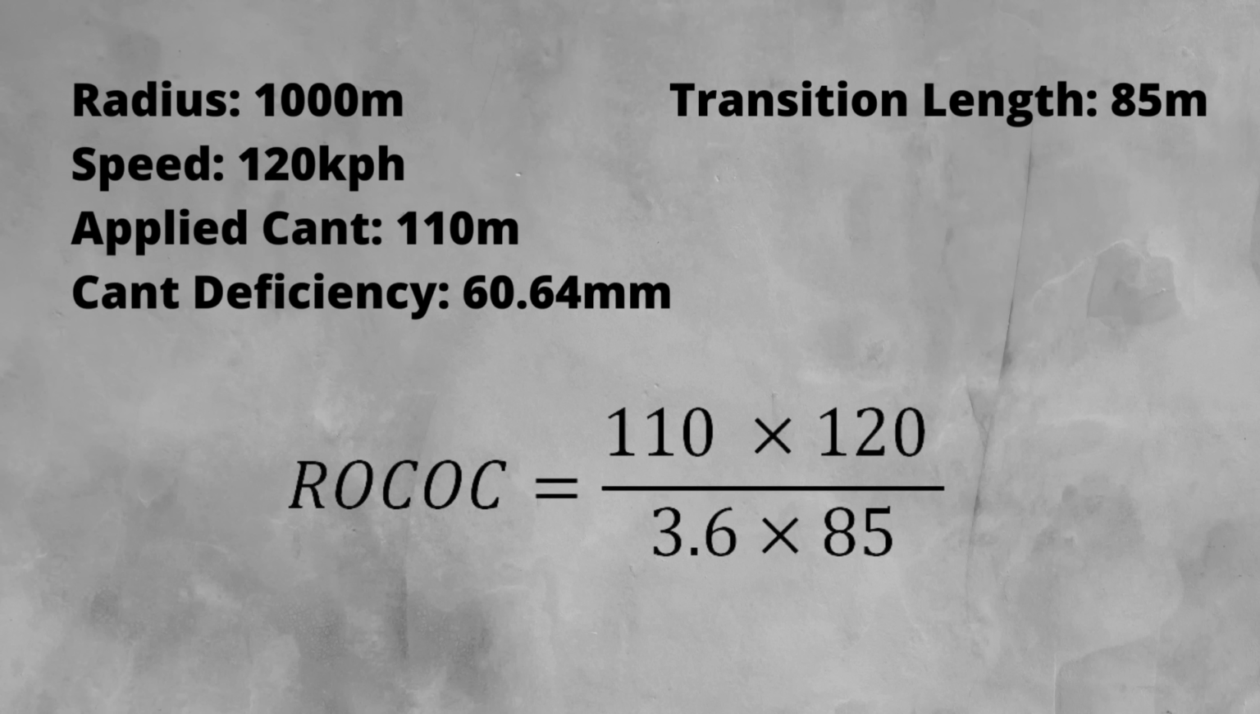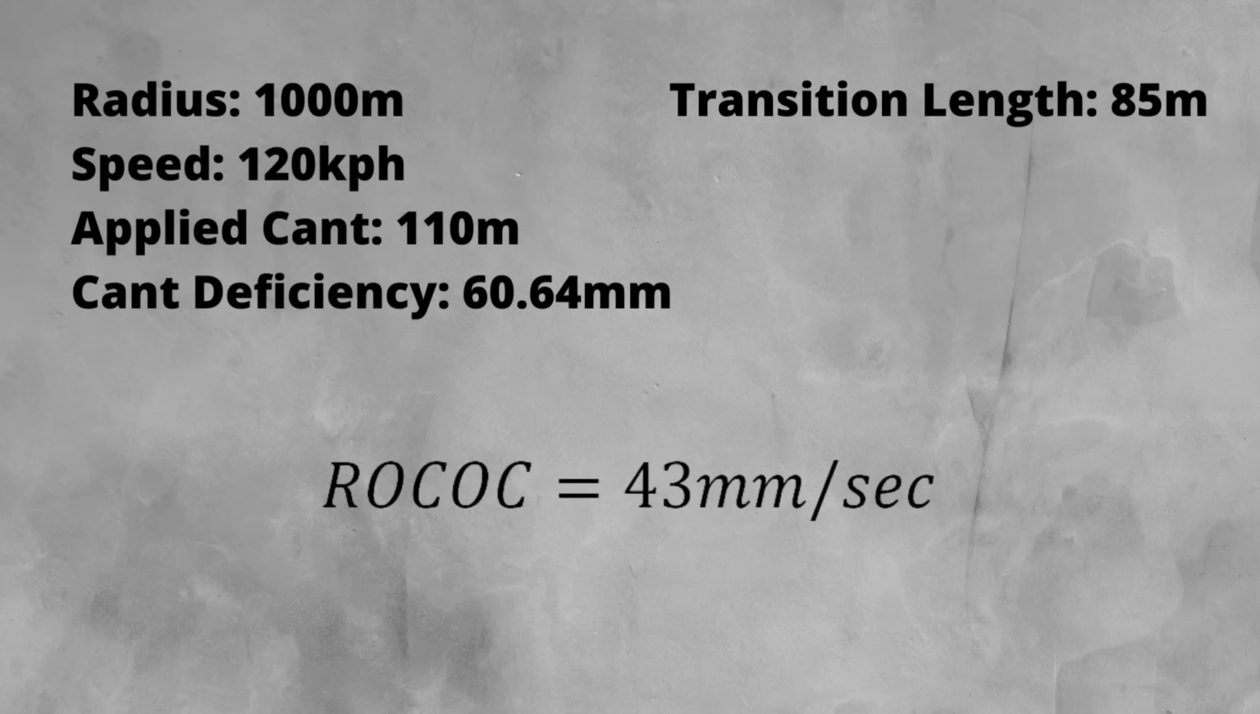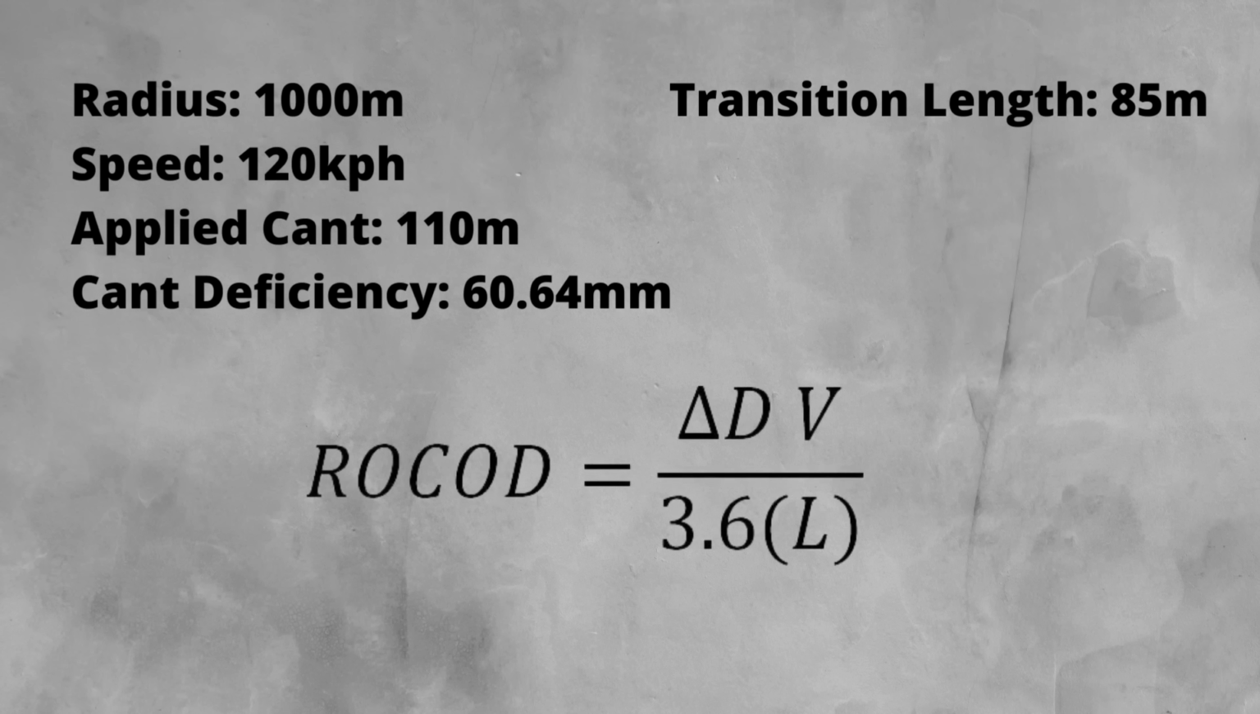You can see that the change in, or delta, E, or cant is 110 mm. This is because there is no cant applied to the straight and 110 mm cant on the curve. So our rate of change of cant is 43 mm per second. This is above the desirable, or design limit, of 35 mm per second but less than the maximum of 55 mm per second.